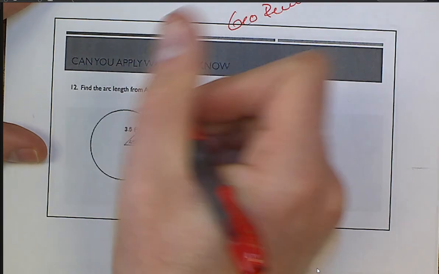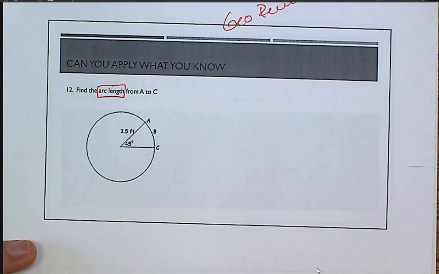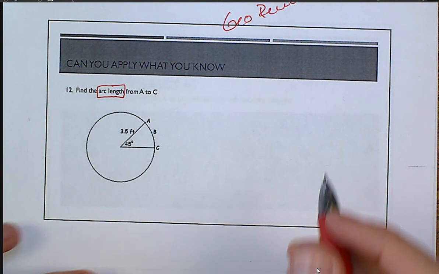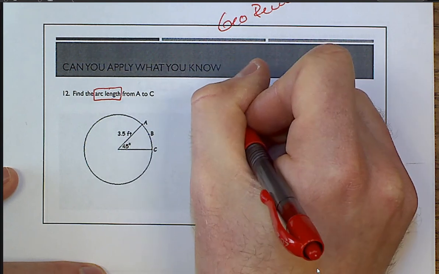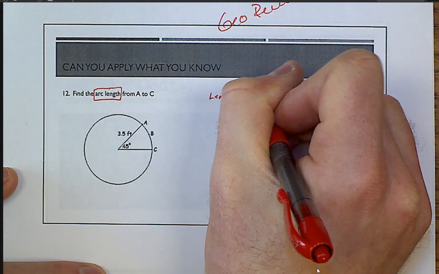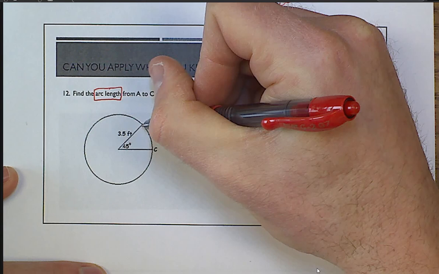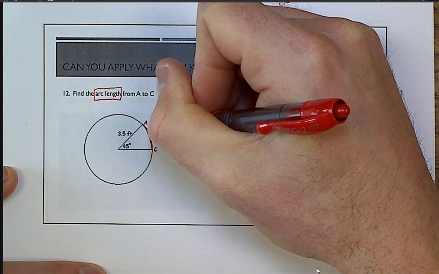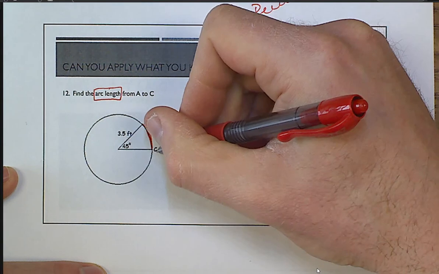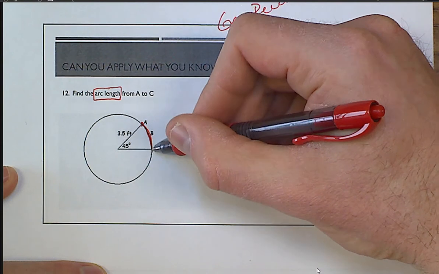We want to find arc length, and I will give you the equation for arc length because it's something you probably don't remember, but here's how arc length works. If you want to find the length of an arc, what they're talking about, first of all, is this distance right here. When I say arc length, I want to know the distance from A to C. What is the actual distance from point A to point C on that circle?